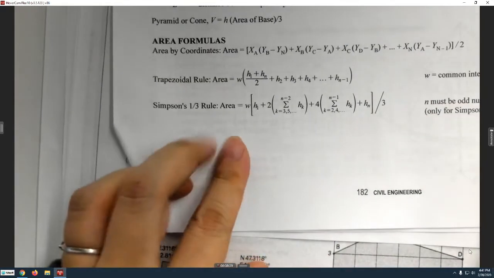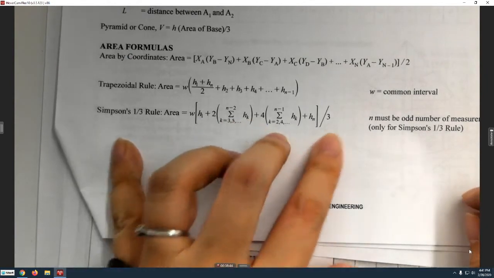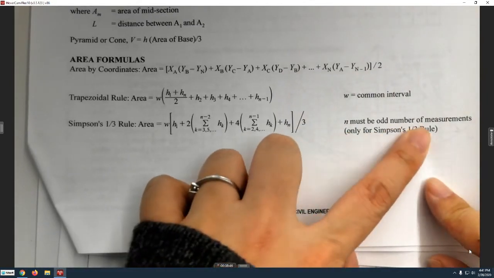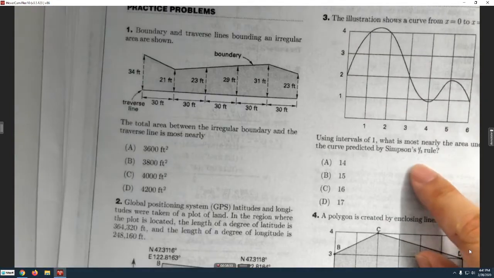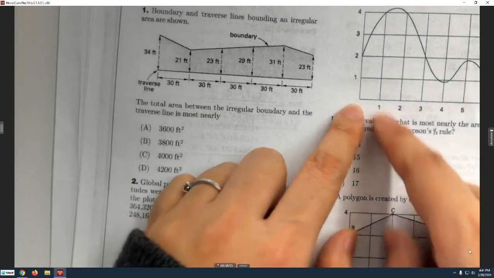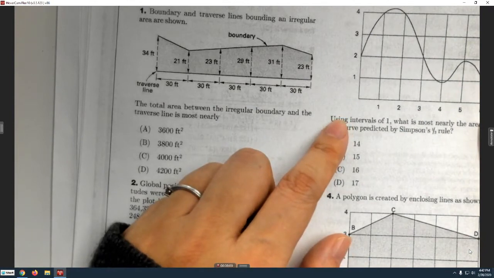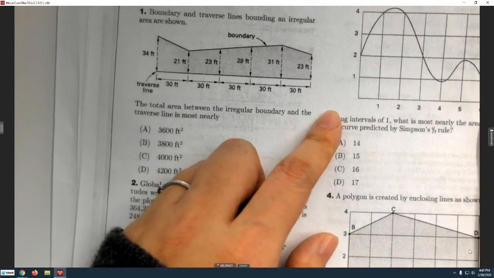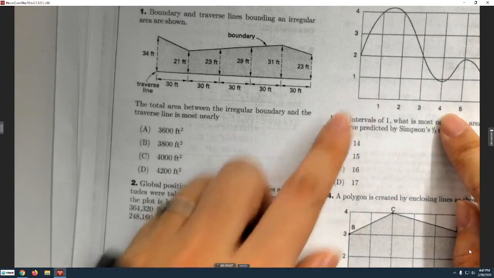Okay, another condition to use Simpson's 1/3 rule is that n must be an odd number of measurements. So you see, there is 1, 2, 3, 4, 5, 6, 7. Okay, 7 segment lines. So the segment lines need to be an odd number, in this case 7, or the number of segments needs to be an even number, in this case 6. So when this applies, you can use Simpson's 1/3 rule here.